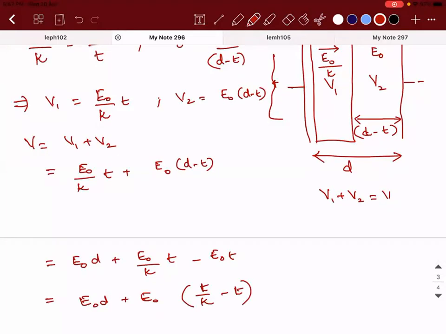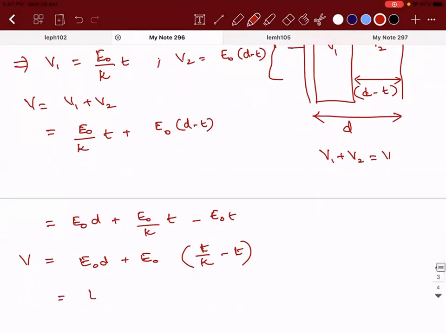I just wanted E naught because I'll write that E naught as sigma by epsilon. Generally, this expression is written like this: E naught into D minus T plus T divided by kappa. This is the most famous way of writing it. If I call this as V, then what is E naught, guys? What is E naught?